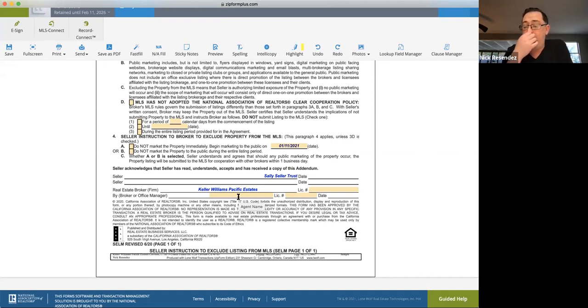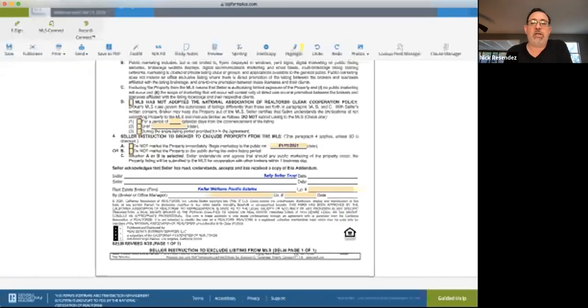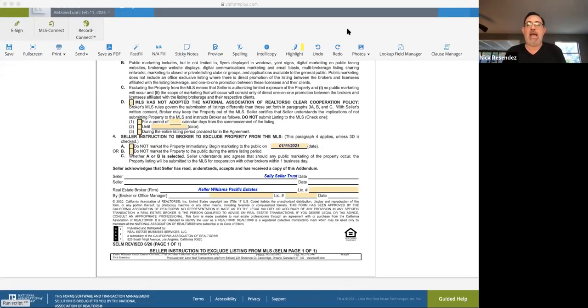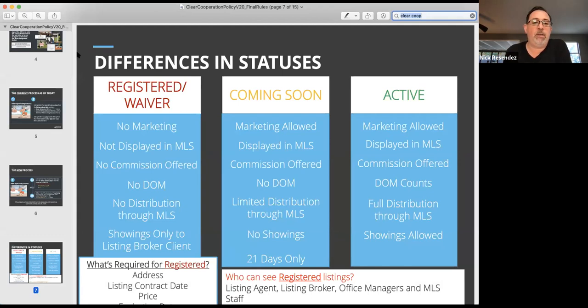Some of you may be familiar with the old rule where you would actually upload this document to the CRMLS. Now you actually go into the MLS and basically enter it yourself. They just wanted to avoid having to do all the work, so now you have to do all the work. Since we're on that topic, let's do a quick recap on the differences in the MLS statuses. So this is our clear cooperation policy.